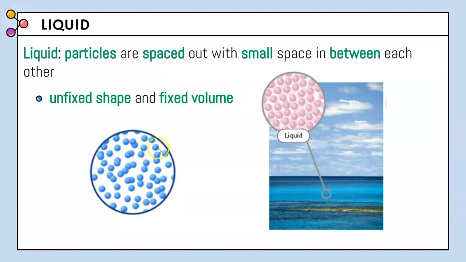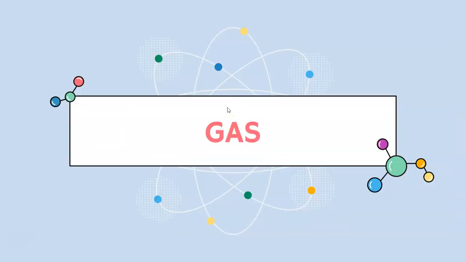And if you look at the particle view of a liquid, you see how there's kind of small space in between them. Those spaces help us manipulate the shape, but it's not spaced out enough to manipulate the amount of volume. And again, looking at what liquid water would look like molecularly, there's kind of small space in between, but not too much. And the last state of matter is gas.